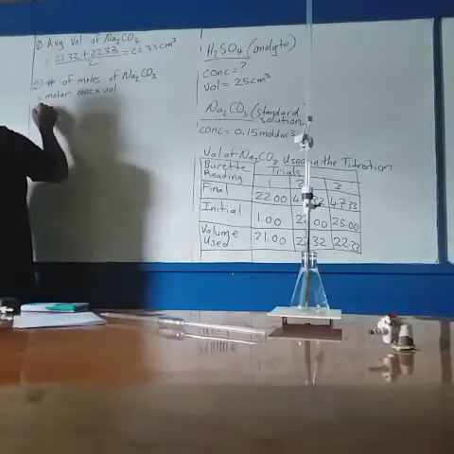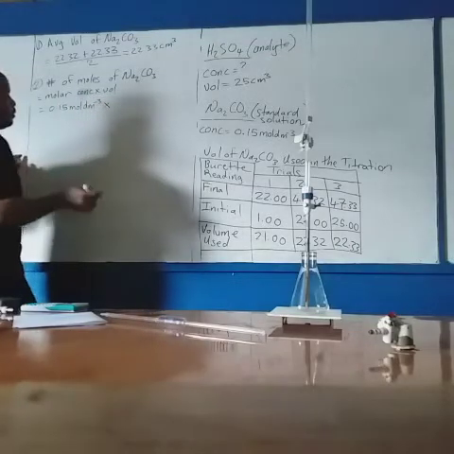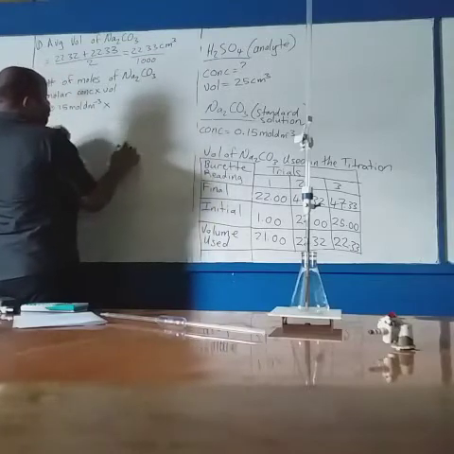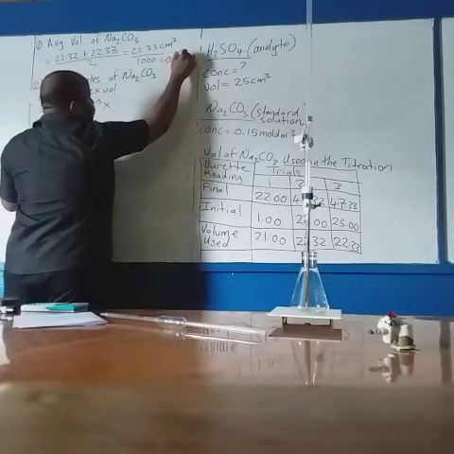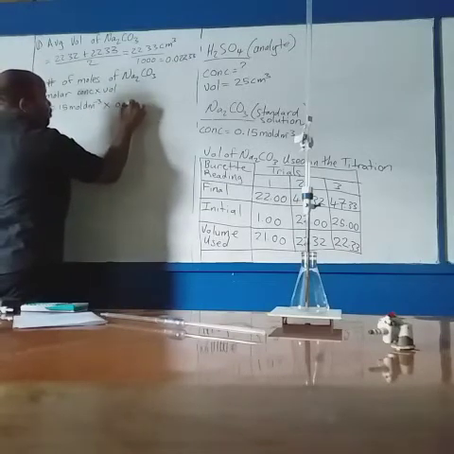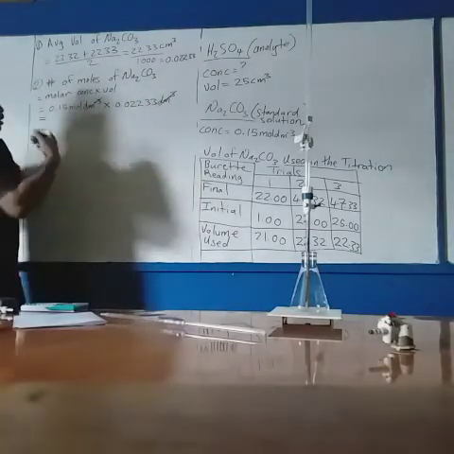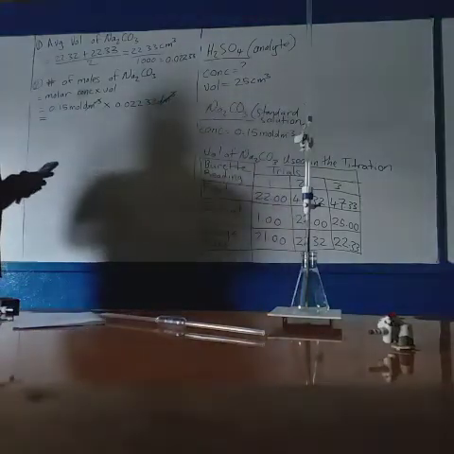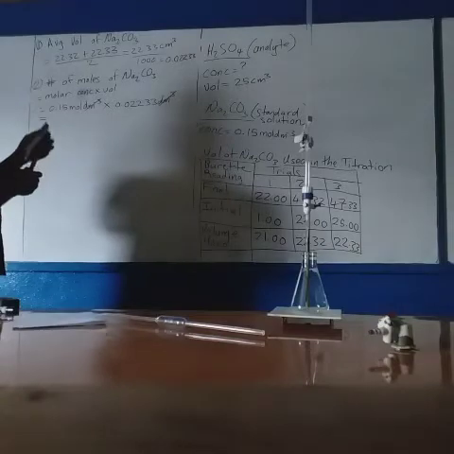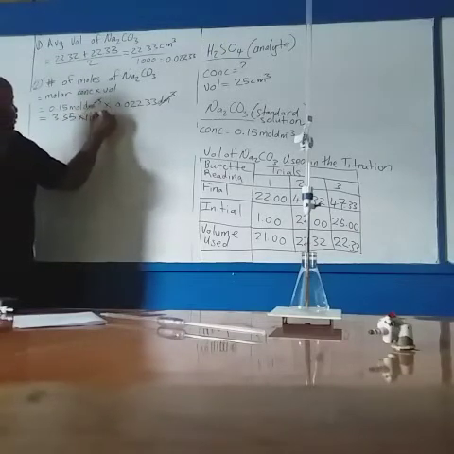So the molar concentration is 0.15 moles per dm cube. And the volume, if you divide the 22.33 by 1,000, you will get 0.02233 dm cube. So our volume in dm cube is 0.02233. Dm cube cancels dm cube, we are left with moles. So it's 0.15 times 0.02233. That's 3.35, using standard form, 3.35 times 10 to the minus 3 moles.